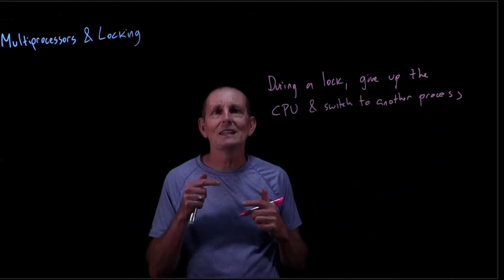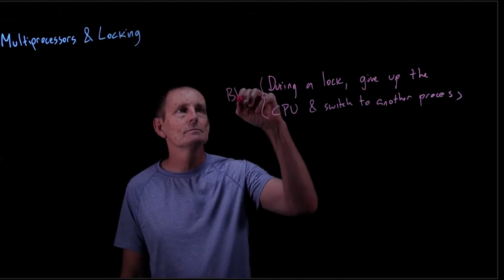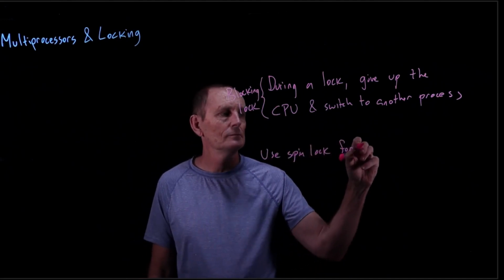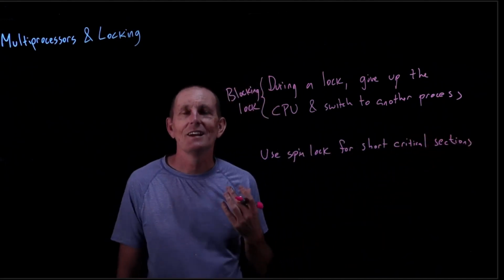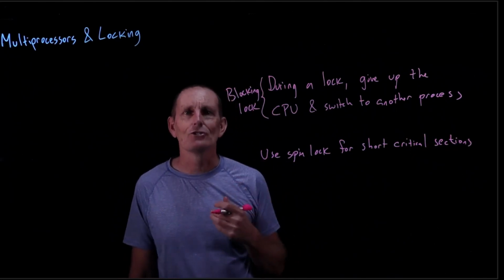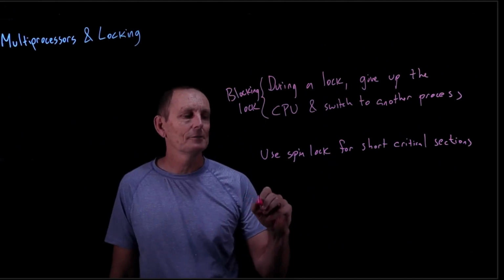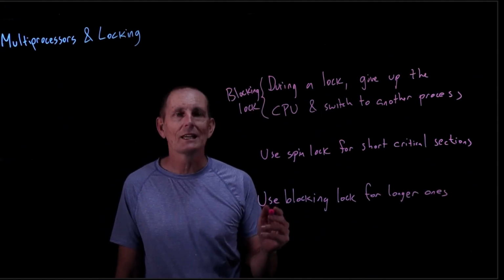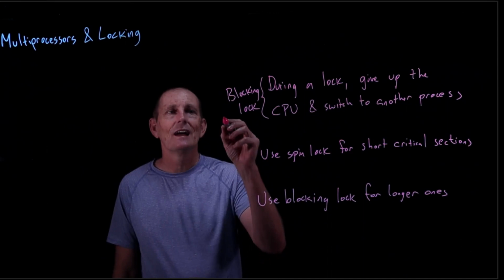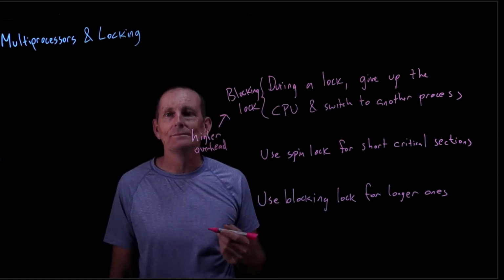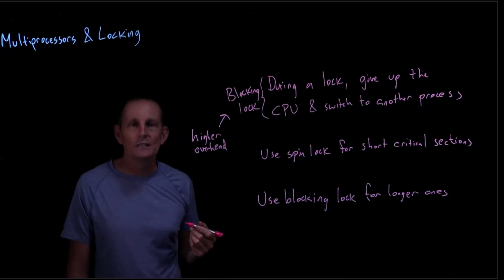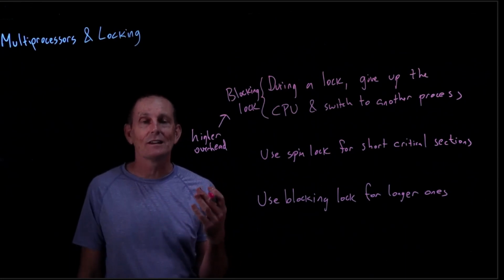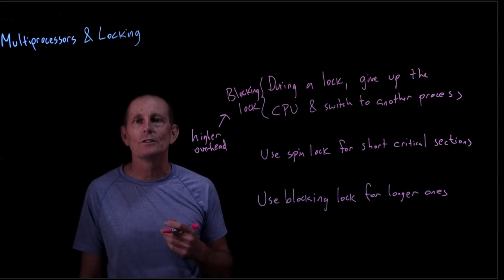So the idea is you would only use a spin lock for short critical sections, where short means they don't take very much time. I don't care how many instructions there are. Otherwise, you use a blocking lock. Commonly, blocking locks have higher overhead, but have the ability to yield the CPU. In some cases, you can have locks that start out as a spin lock and see if they can quickly acquire it, and if not, then turn into a blocking lock.